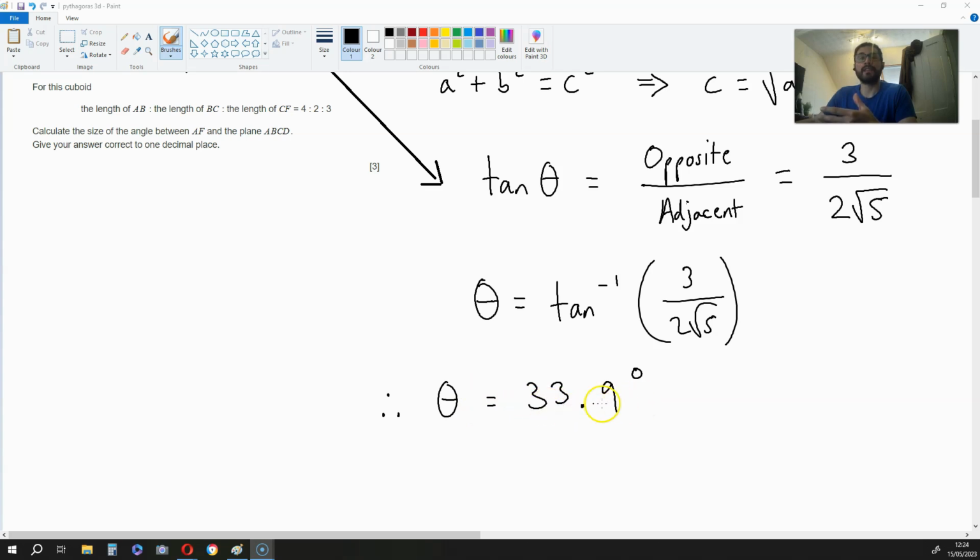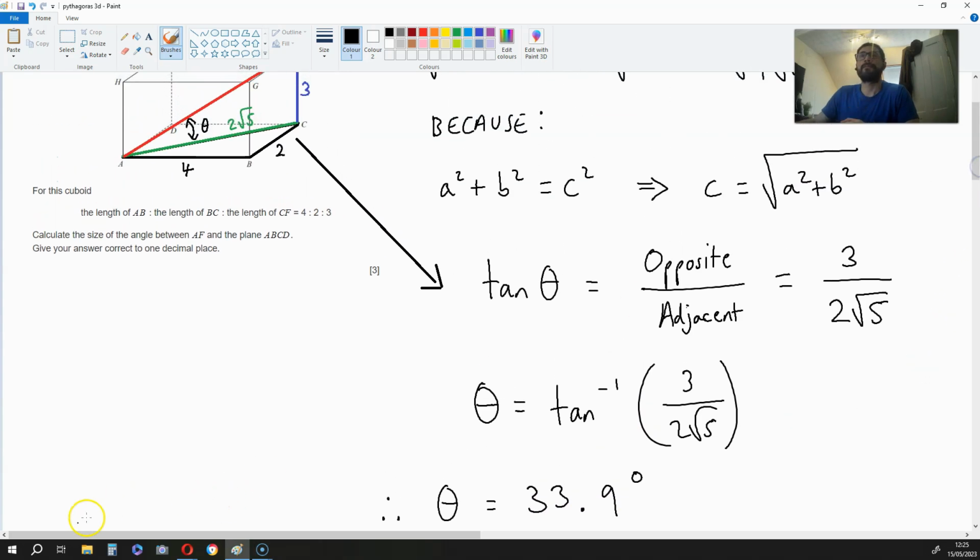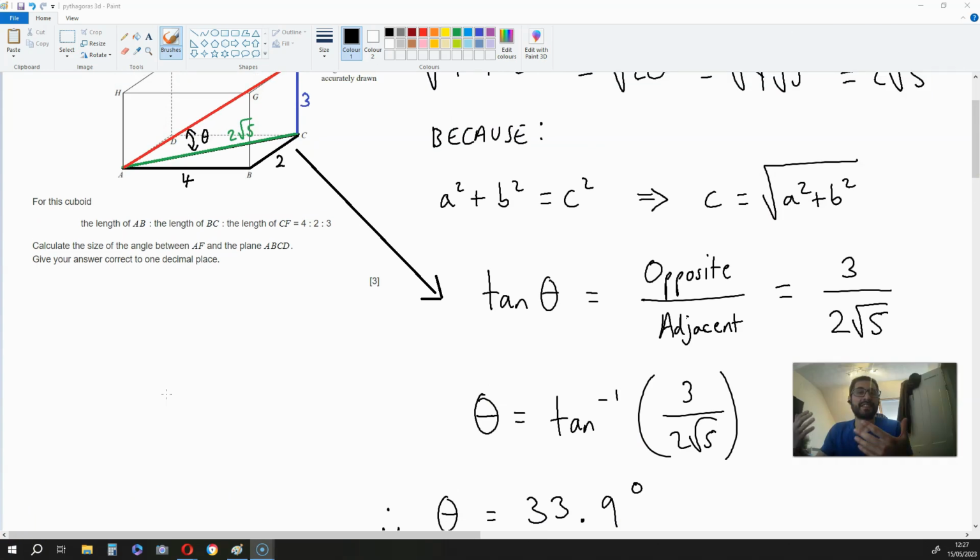And it turns out that theta is going to be equal to 33.9 degrees to 1 decimal place. So you can check that on your calculator. You should get the result 33.85, and you round that to 1 decimal place, giving you 33.9 degrees. So this is how to solve a basic Pythagoras 3D problem.